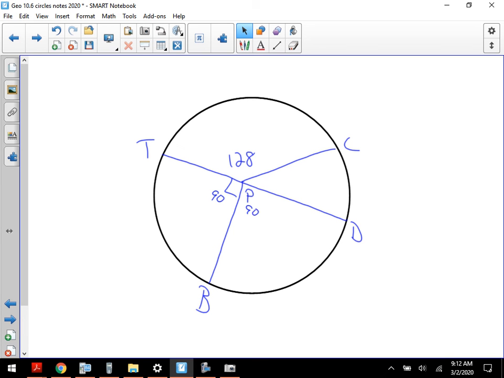TD has to be a diameter. So you subtract that from 180, or take 180, subtract out 128. What are you left with? 52 for over here. From just that bit, then you can answer every single one of those questions, just a matter of adding them up. Really easy to work with.